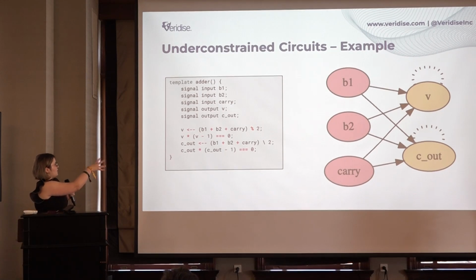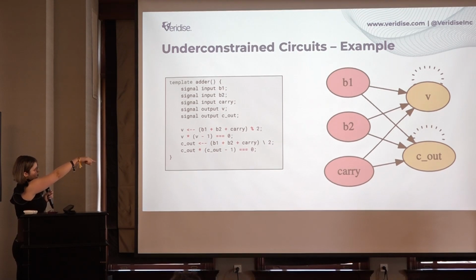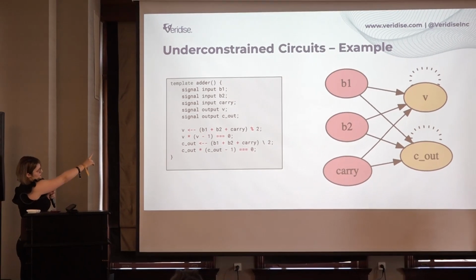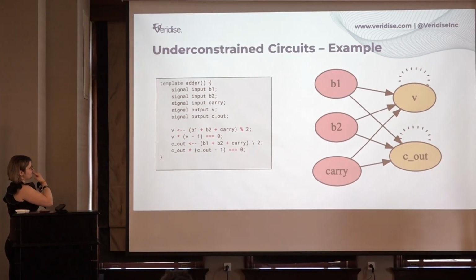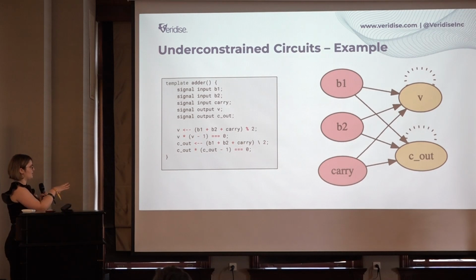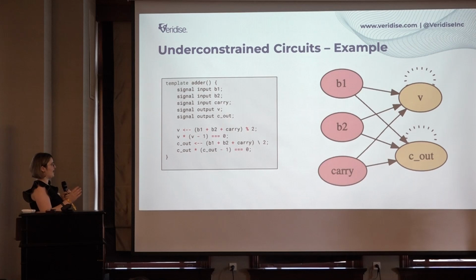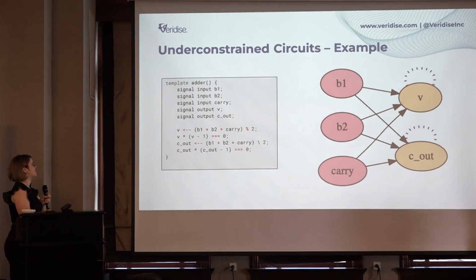So here is a depiction of this example. We see that the output signals are not related to the input. We see that dashed line. It doesn't connect any input to the output. So it means that these outputs are, in fact, under constraint. They don't depend on the input. So some users could basically send bogus data, and the proof will be accepted, which is not desired.